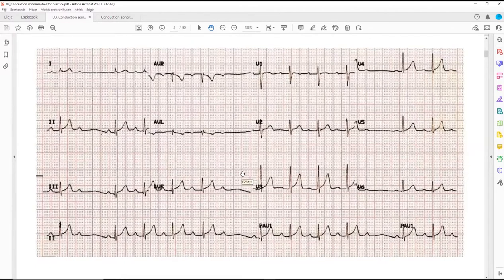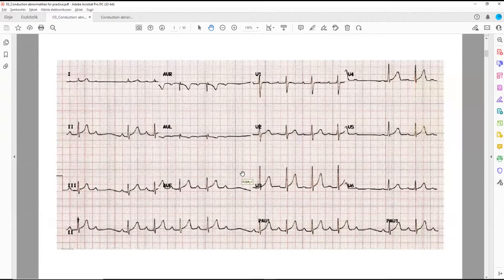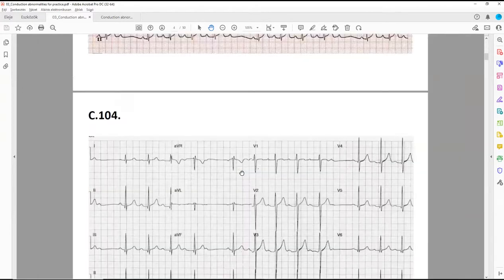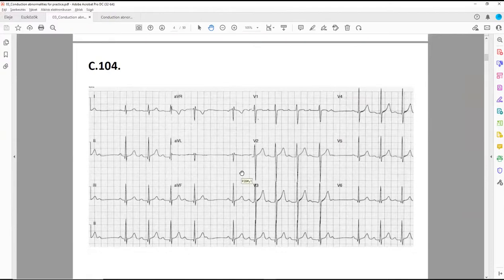Good. The next one, 104. Yes, it's me. Looking at lead 2, we can see that it's arrhythmic, so I used the 10-second rule. I counted 7 peaks in about 6 seconds, so multiplied by 10, it's about 70 beats per minute.